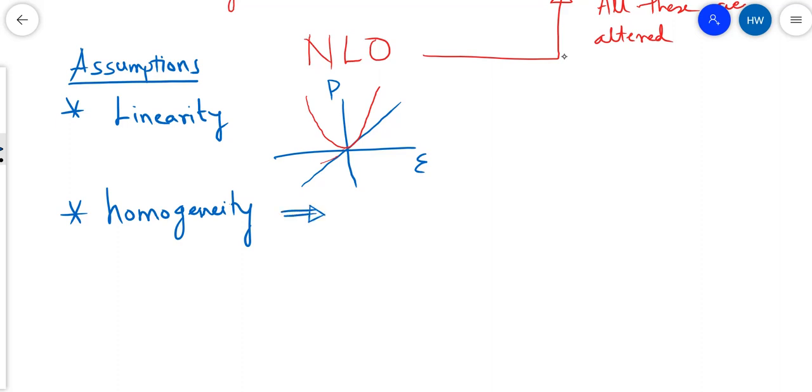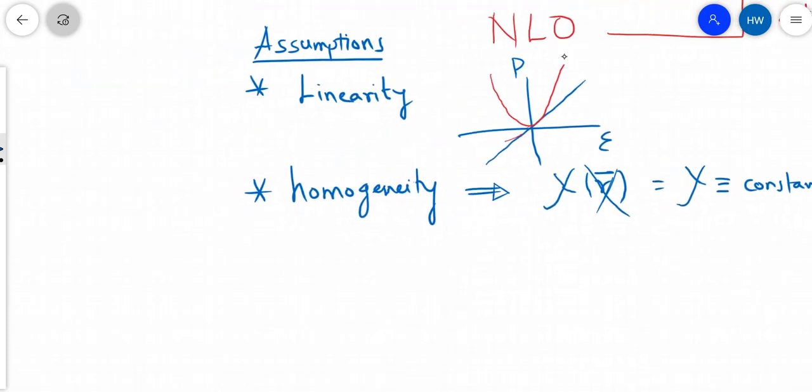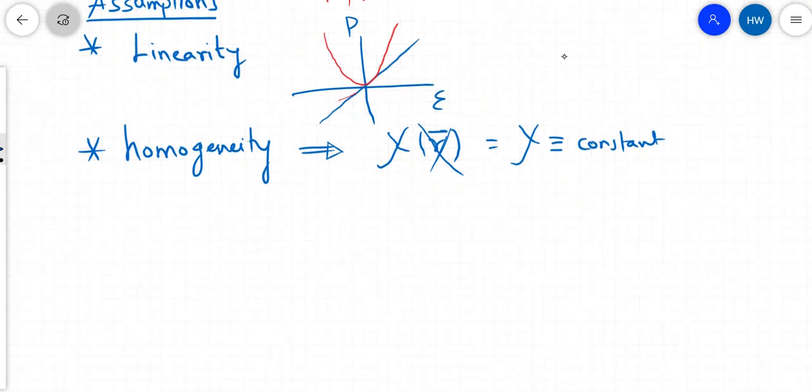So the second assumption that we make in looking at typical Maxwell's equations is that of homogeneity. What that means is that my response functions, this susceptibility chi, are not functions of space, right? That is, my chi is basically a constant.